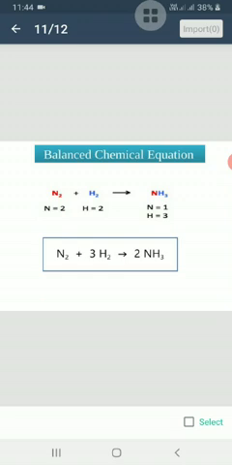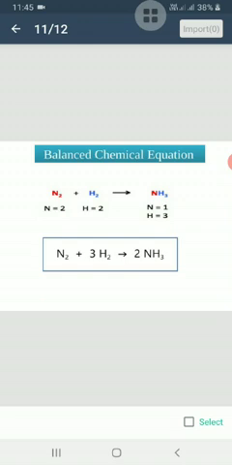And how can we balance it? We have to make the number of atoms on both sides equal. So now count the number of hydrogen atoms. These are 3 and nitrogen 2. So first of all, we will write 2 in front of the NH3. So on the right hand side, we write 2. We get 2 nitrogen on the left hand side and 2 nitrogen on the right hand side. Our nitrogen atom is now balanced.